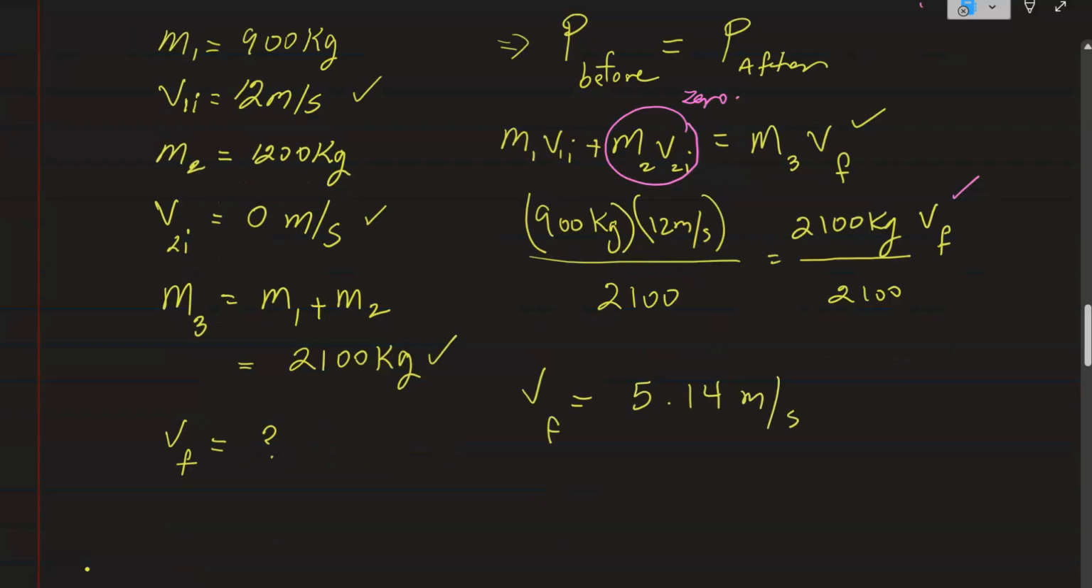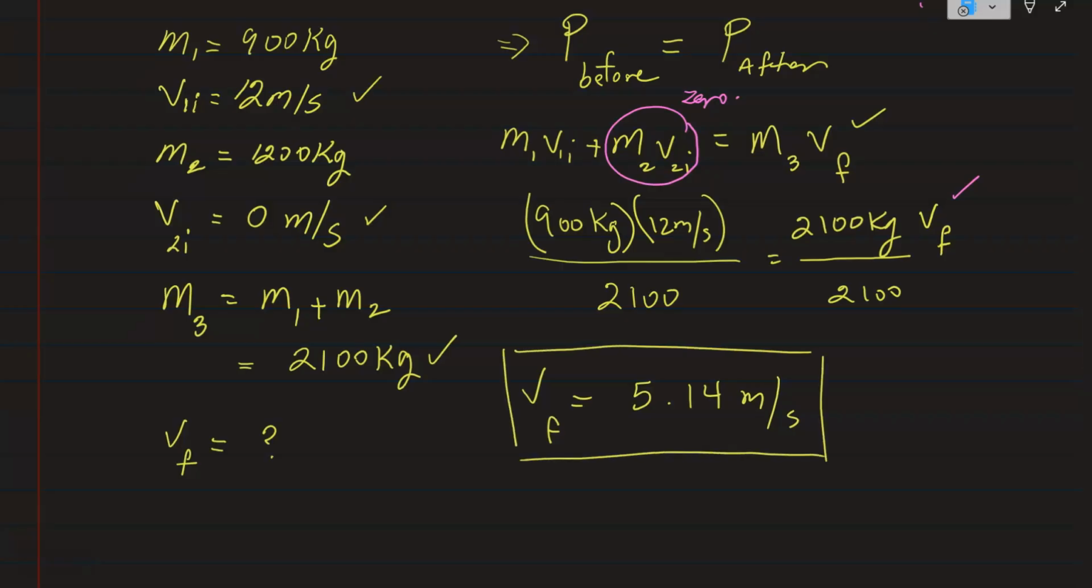5.14 meters per second, and you notice that the units are within the acceptable units of velocity, meters per second, and that's the velocity after the objects collide and they move together.